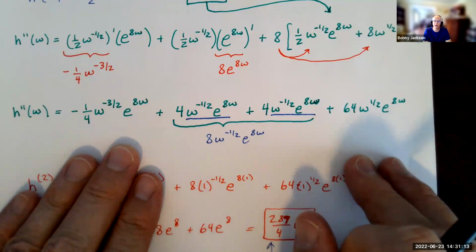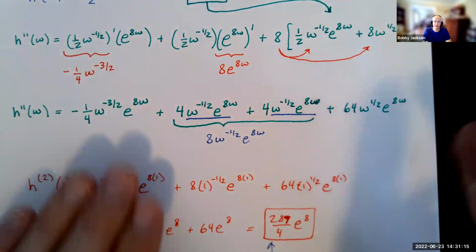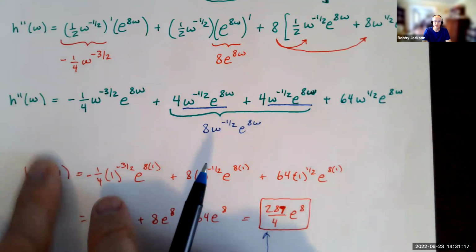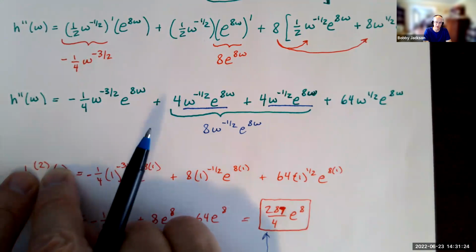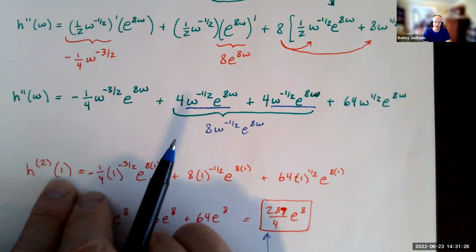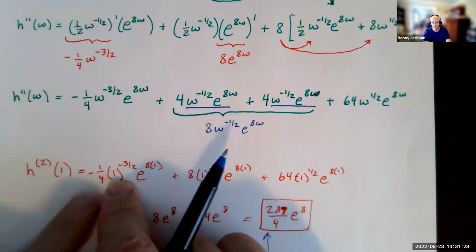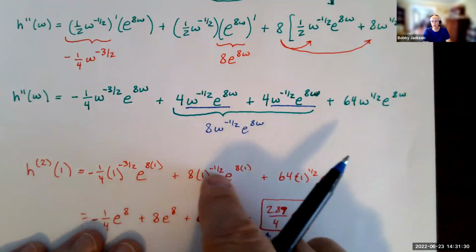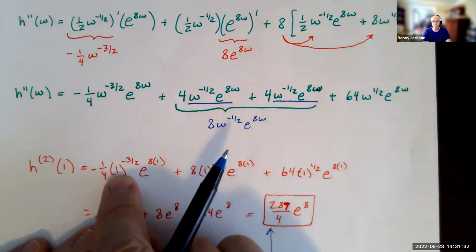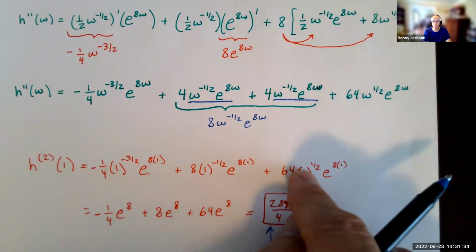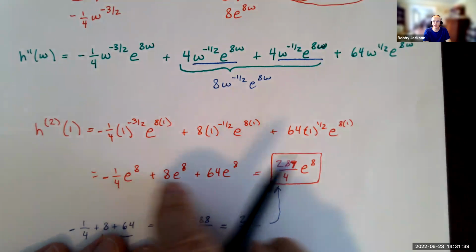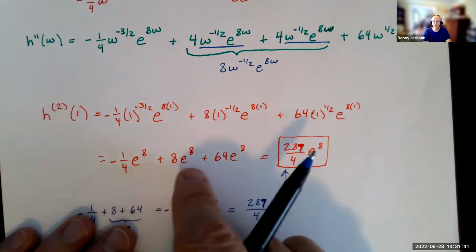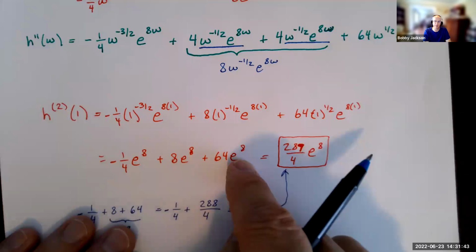Long and messy, crazy looking, but it's going to clean up very nicely when I plug in 1, right? So the second derivative of h, again, this indicates the second derivative, evaluated at 1, plug in w is 1. And you'll see what happens. 1 to any power is just going to be 1. And of course, e to the 8 times 1 is just e to the 8. So cleaning it up, you just have this. This is just multiples of e to the 8 power.